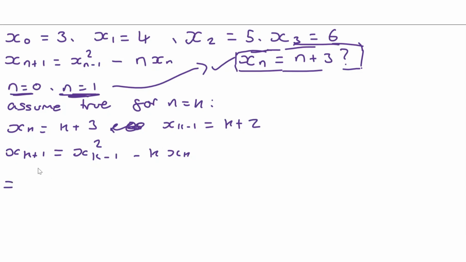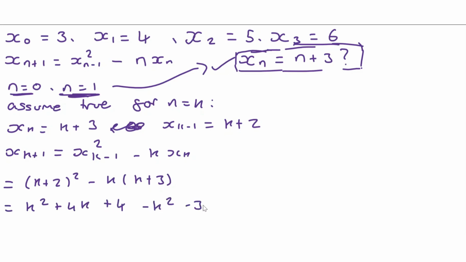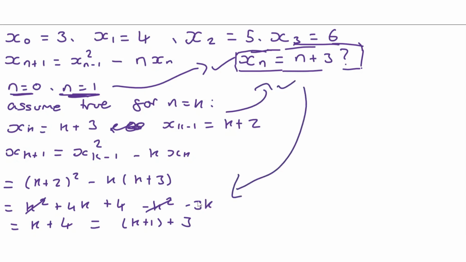Substituting that in here, we get that this is k plus 2 squared minus k times k plus 3. This is equal to k squared plus 4k plus 4 minus k squared minus 3k. So this cancels with this. 4k minus 3k is just k, so this is k plus 4, which is equal to k plus 1 plus 3. So what we've got here is that if the previous two terms, xk and xk minus 1, follow this, then the next term also follows this. So by induction, we've got that xn is equal to n plus 3 is the nth term.